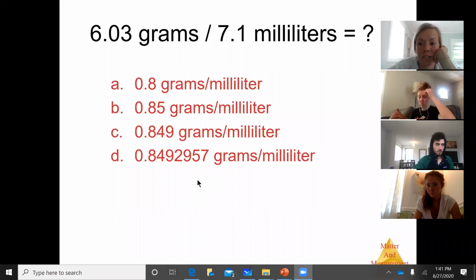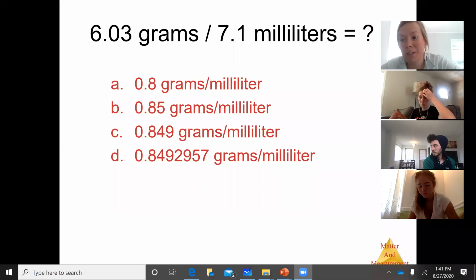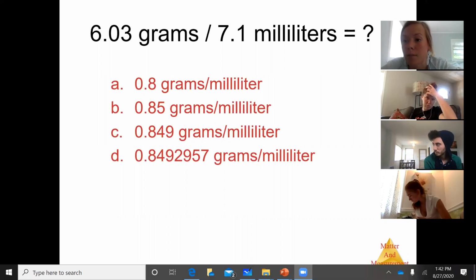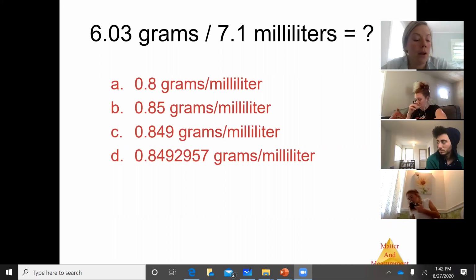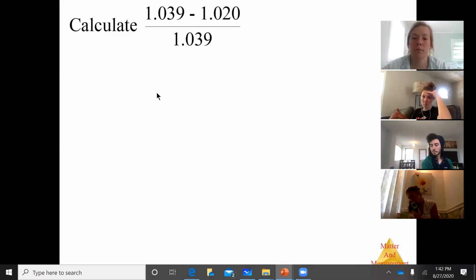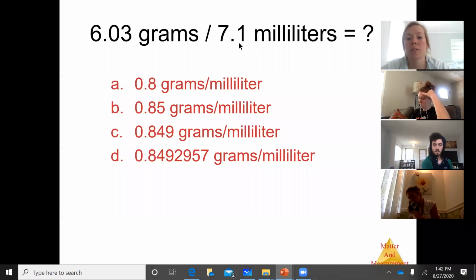Okay, so the calculation itself is pretty simple. I mean, you have a calculator, so you can plug it in. And we end up with a number with a bunch of trailing decimal values, so 0.84929577, whatever, it keeps going. So I want to round to the correct number of sig figs. Multiplication, division, honor the lowest sig figs. This thing here has 1, 2, 3 sig figs. This thing here has 2 sig figs, so my answer can only have 2 significant figures.